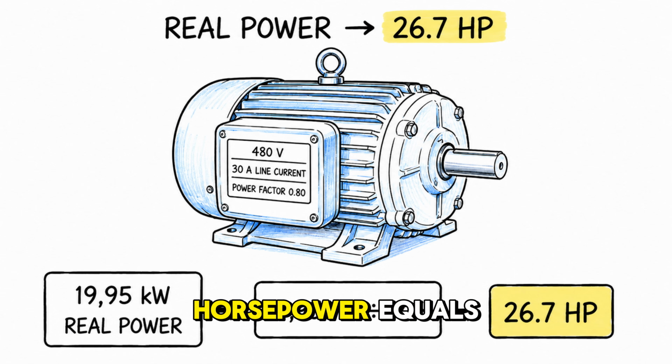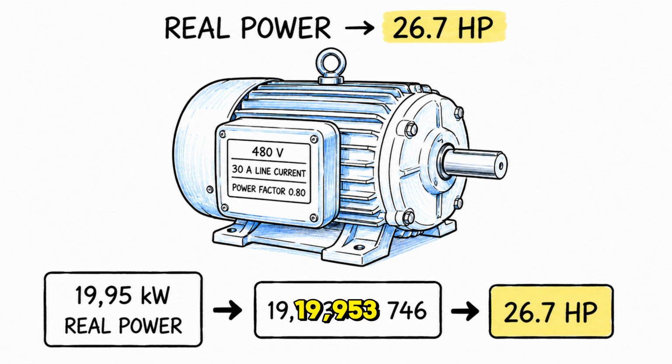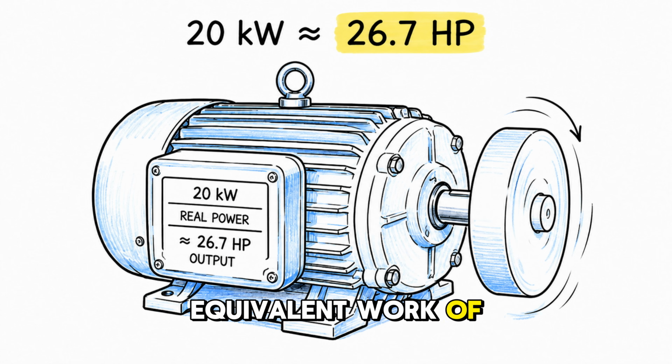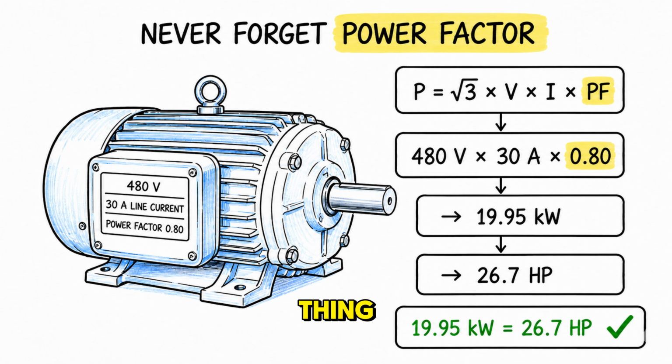In such a condition, horsepower equals 19,953 divided by 746, which equals 26.7 horsepower. For this reason, this motor is doing the equivalent work of a 26.7 horsepower engine, while consuming 20 kilowatts of real electrical power. Remember this simple thing.